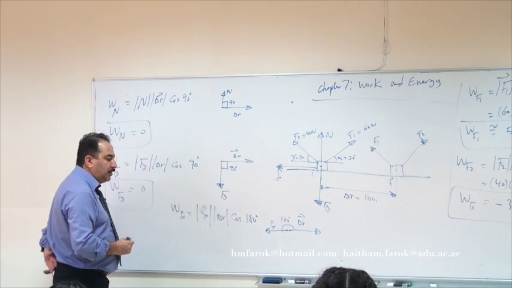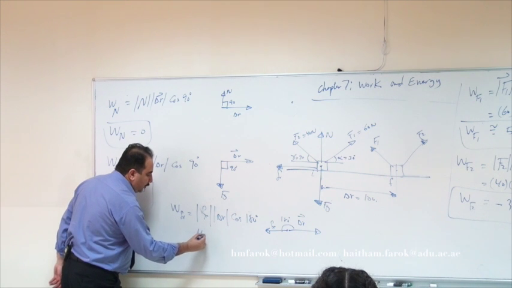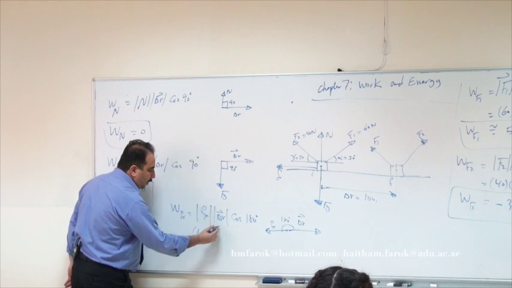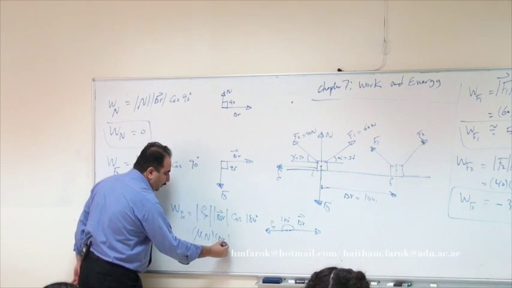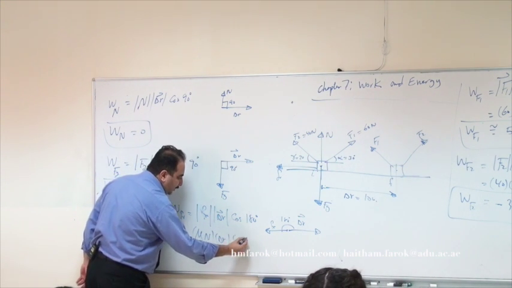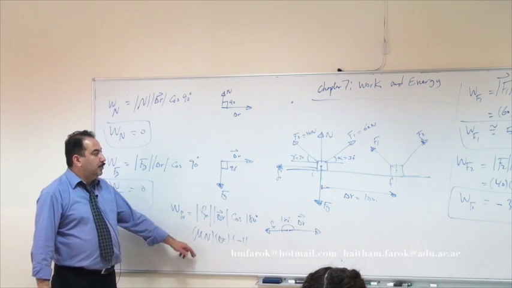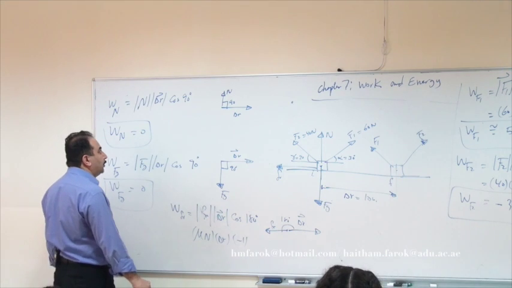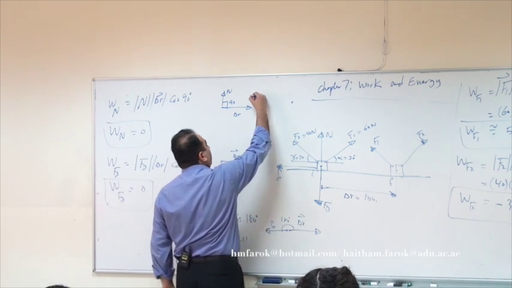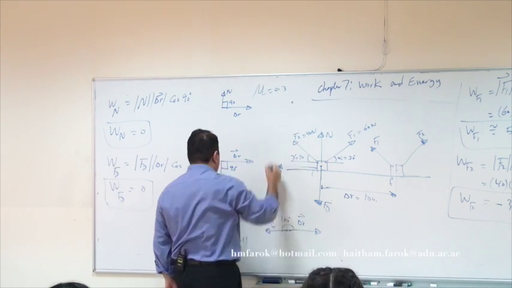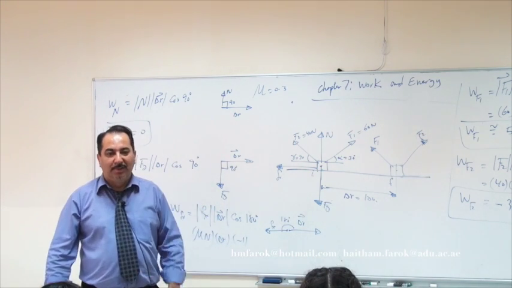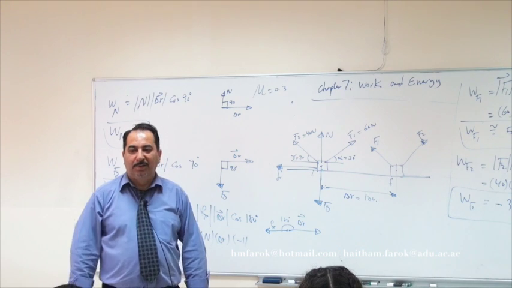FR, to find it, what do you need? Mu, normal, delta R, cosine 180, which is minus 1. Mu in the question was given, yeah? How much was the mu? 0.3. What is left? N. What is N equal to?